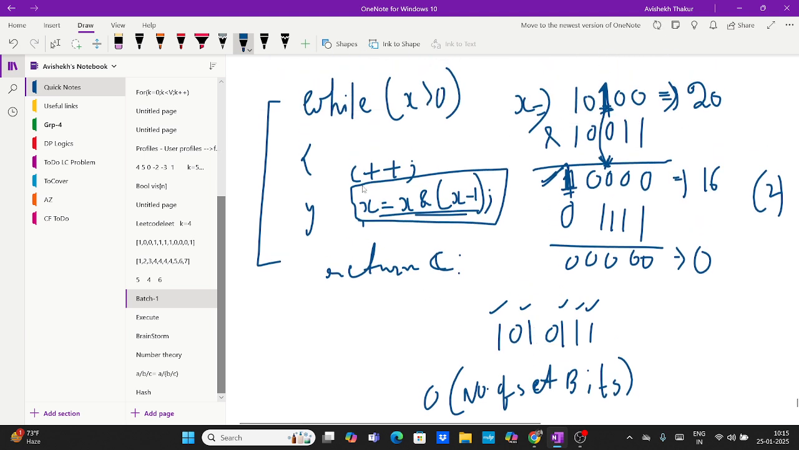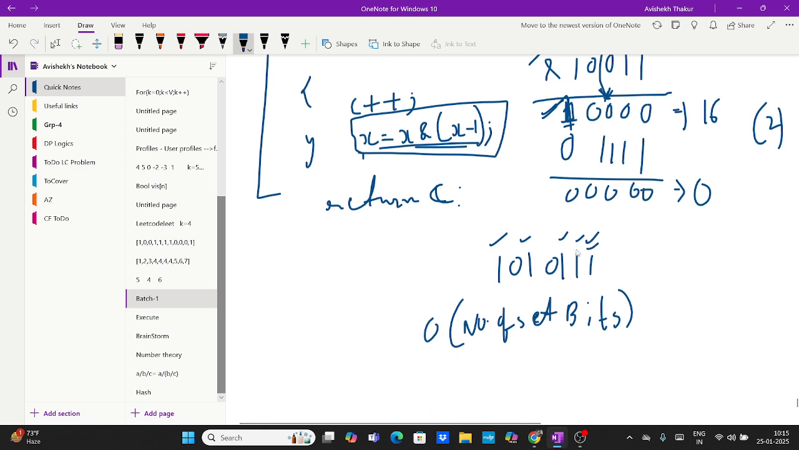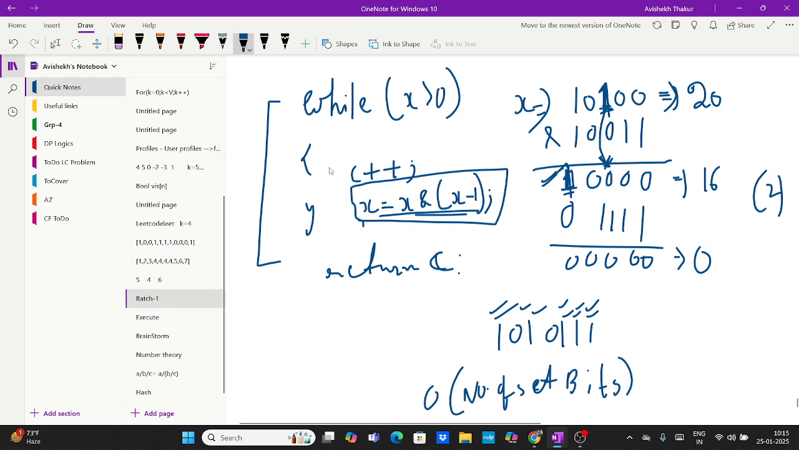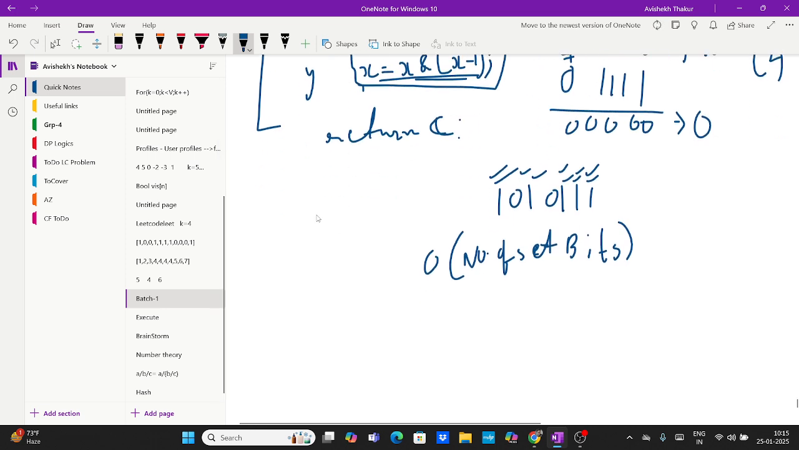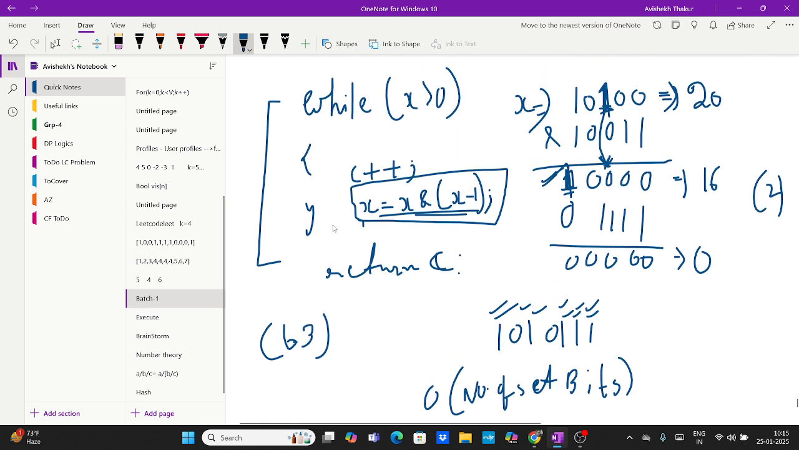So this is the formula where every time you remove the least significant set bit from your number. So this code works in big O of number of set bits of a number. Even if you are given a long number, you will have only 63 bits set, so it takes only 63 operations. That's all. So see how quick it is.